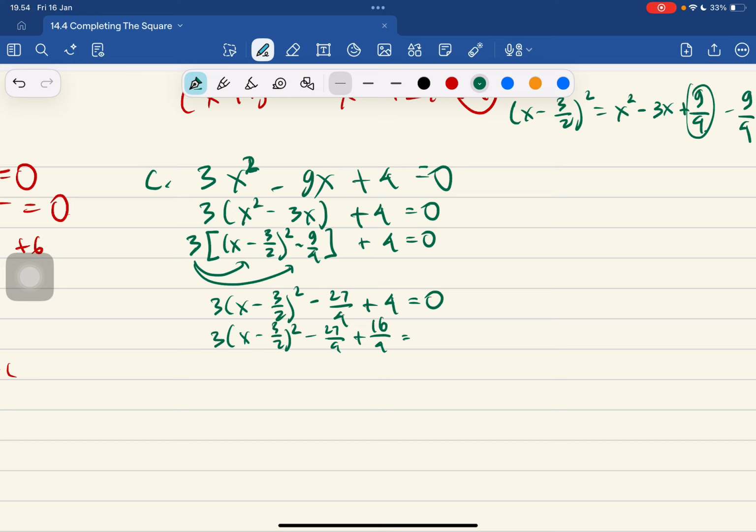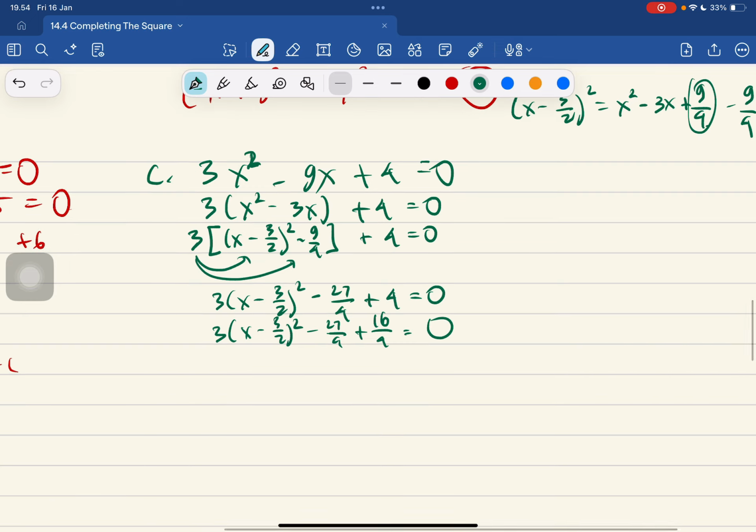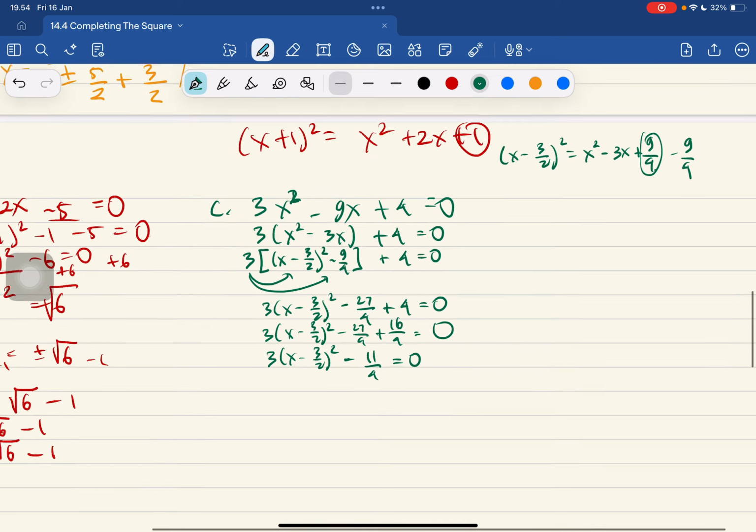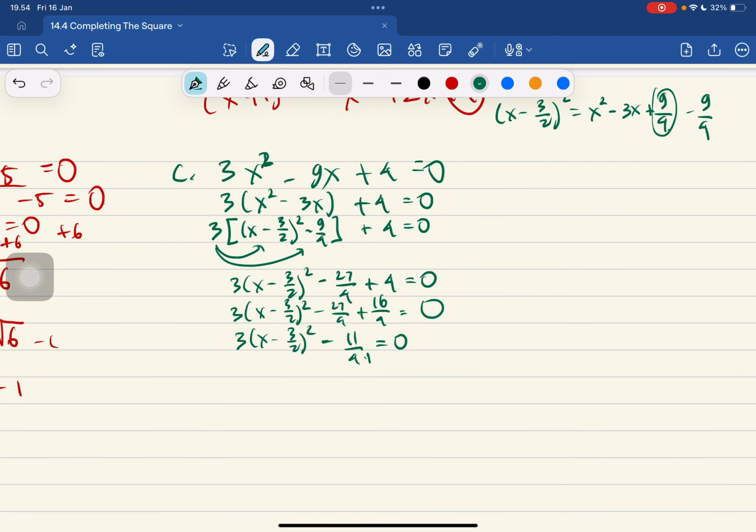So you get minus 27 plus 16. Let's continue. It's going to be 3 times (x minus 3 over 2) squared, minus 11 over 4, equal to 0. Okay, we can add 11 over 4 to both sides. So we get 3 times (x minus 3 over 2) squared equal to 11 over 4.